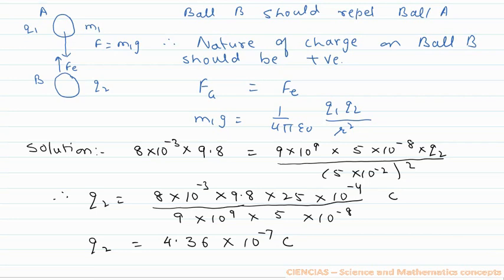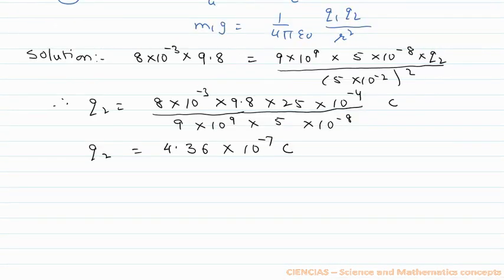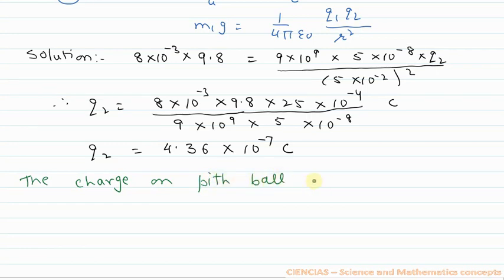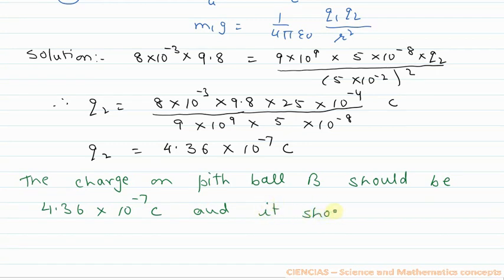So now we write our answer. The charge on pith ball B should be 4.36 into 10 the power minus 7 coulomb, and it should be positive in nature.